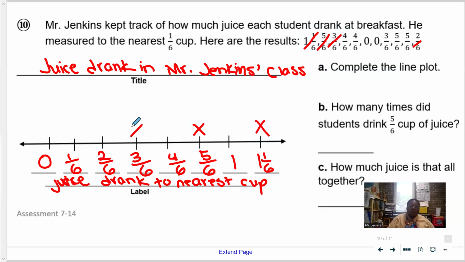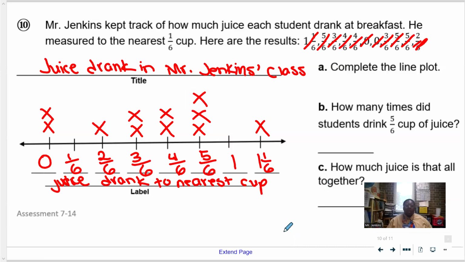3/6, don't forget to cross them out. 4/6, cross it out. Another 4/6, cross it out. I have 2 zeros. Don't forget to write 2 X's for your zeros. Cross them out. Then I have another 3/6, cross it out. 5/6, cross it out. Another 5/6, cross it out. And then a 2/6, and then don't forget to cross it out. So here's what your line plot should look like. If you need to pause to make sure you have it, you can do that now.